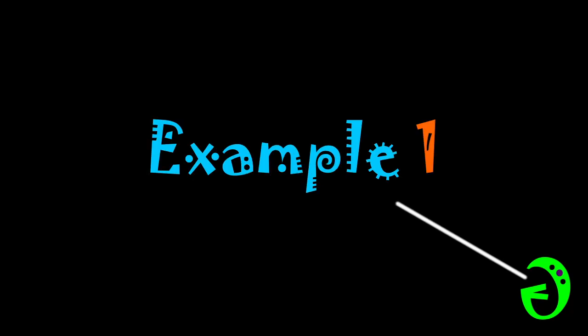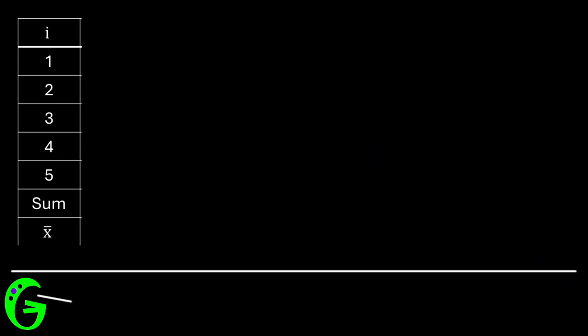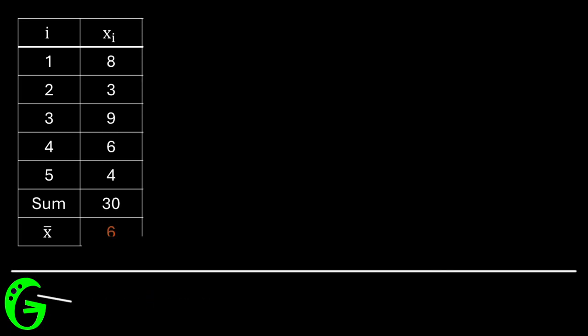Example 1. Let's have 5 samples. The mean is 6, which is an integer.